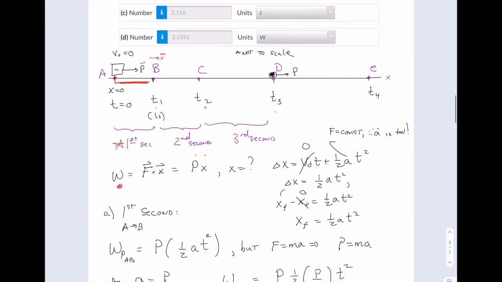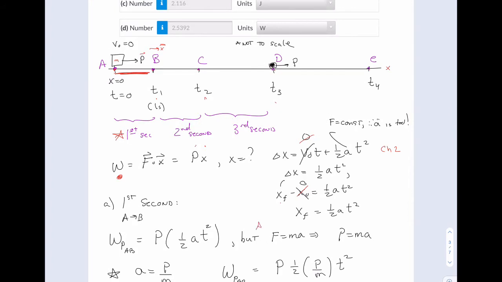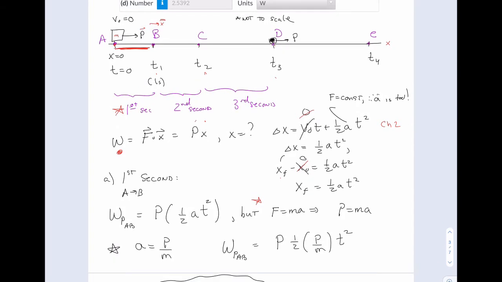So I need to find how far it goes from A to B. Now you're back to chapter 2. Okay, so I did kinematics, initial velocity 0. Okay, so that gives me my x. Instead of writing delta x, I said, okay, delta x is final minus initial. Initial coordinate is 0. Okay, so that gives me x final. And then I need a. Well, Newton's second law says F is equal to ma. So if I solve that for a, and my force is P, acceleration is the given force over the given mass.